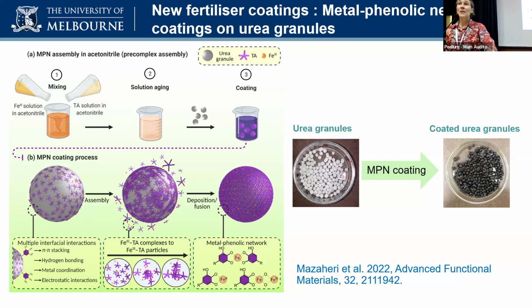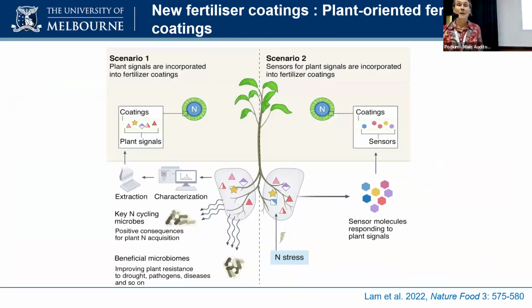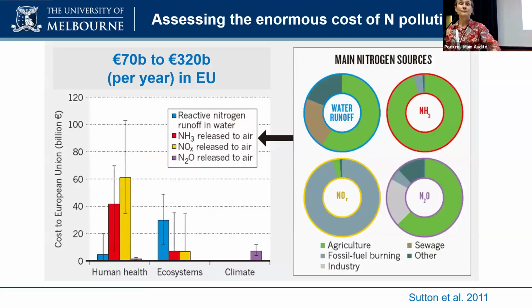So a lot of these things are in the preliminary stages of assessment. And all of the coated products, we're aiming obviously for things that are biodegradable, environmentally friendly. Other fertiliser coatings we're looking at are ones that are associated with the plant. So it will either be that the coating has the plant signalling compounds in it, so it activates the microbes in the soil to provide nutrients to the plant, or it'll be ones where the coating responds to signals that are released by the plant when it's nitrogen stressed.